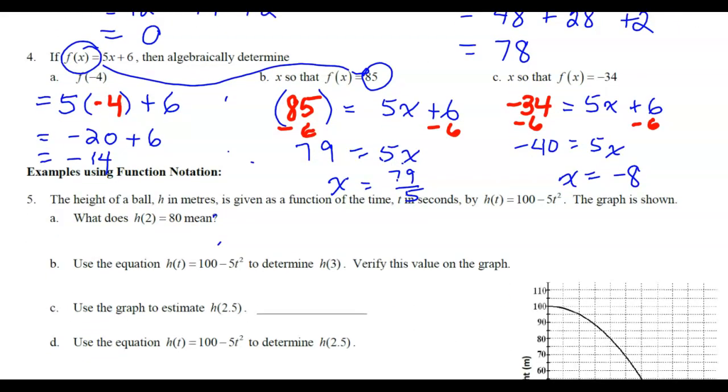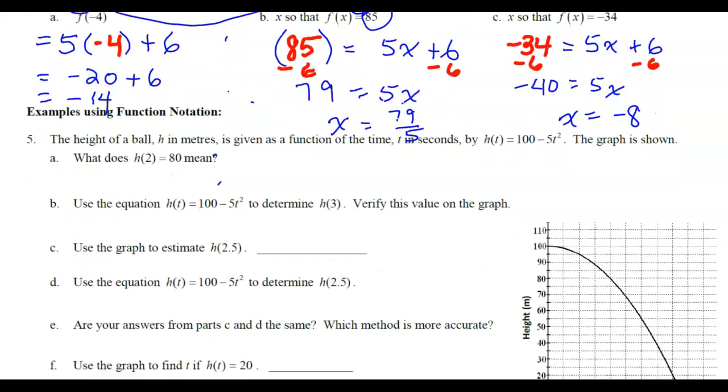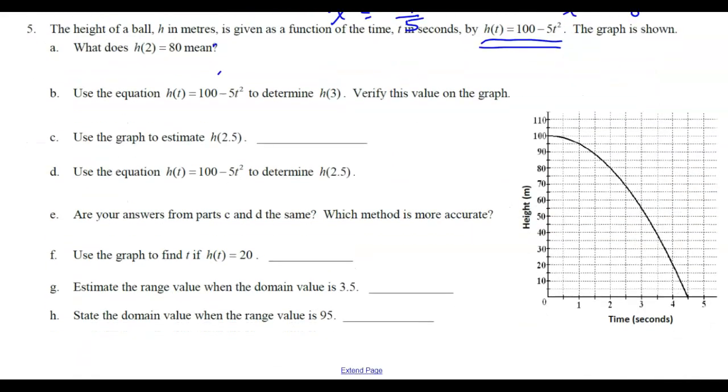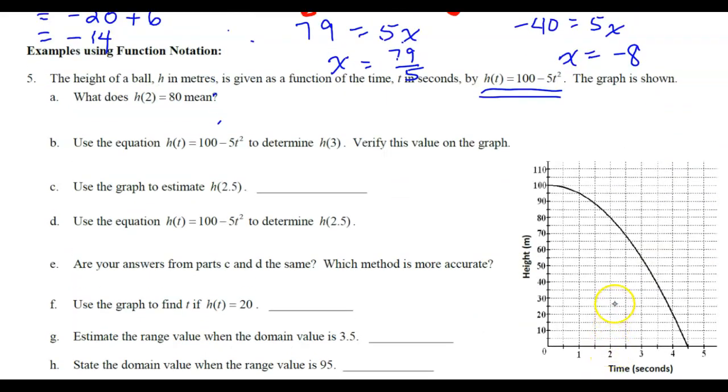Okay, so those were function notation questions of equations. Now we're going to look at if we have a graph. We still have an equation in this one. It's an application, but it's also been graphed for you. So the height of a ball, h in meters, is given as a function of time, t in seconds. That's the equation. So height is a function of time. The graph is shown. What does h of 2 equals 80 mean? So if you take a look here, you can check it out. When the time is 2, if you go up here, that point, and go across, it's 80. Okay? So that means the height of the ball after 2 seconds is 80 meters.